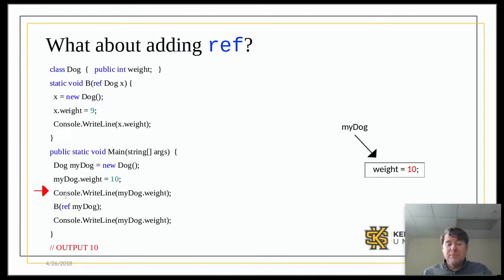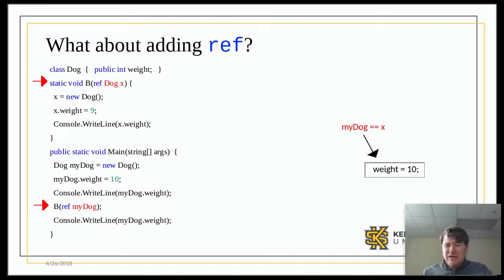But this time when we call B, we're calling B with the reference my dog, and we're receiving as a parameter the reference of type dog, and we're calling it X. So what does that actually look like? Well, over here, X is literally the same reference to the object. It's not a whole new reference to the object, which is what happened in the other one, because in the other one, we were making a new value, which was a copy of the reference. But here we're not making a copy of the reference, we're actually passing the reference.